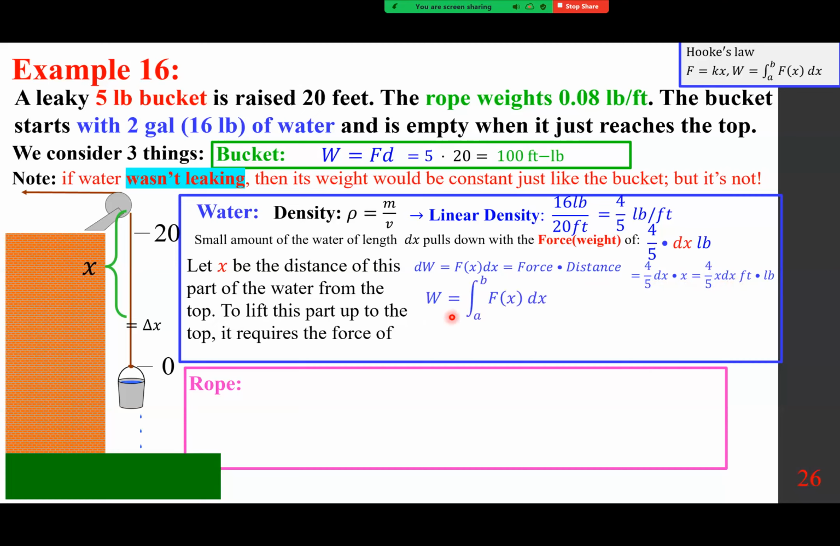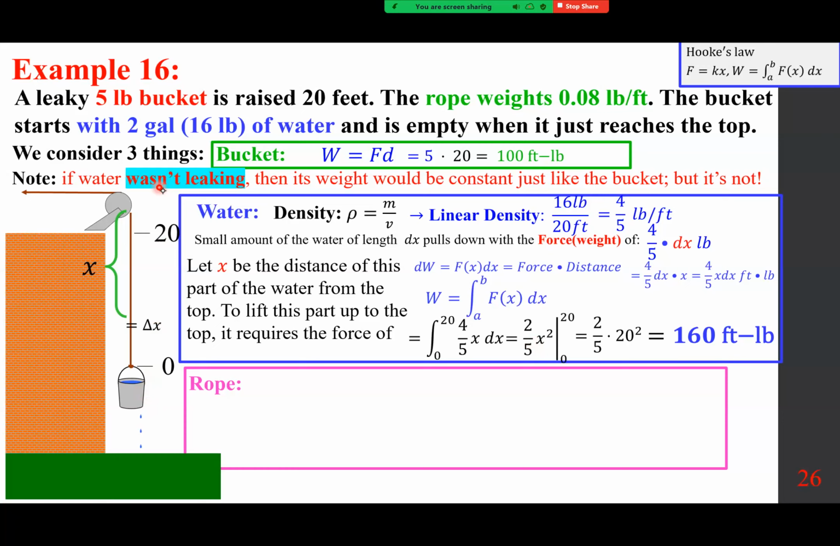And so from a to b, f of x dx, this is going to be from 0 to 20. 4/5 times half of x squared makes it 2/5 x squared. Plug in 20 squared times 2/5, and we get 160 foot-pound. That's the amount of work that we need to exert to take this all the way up.